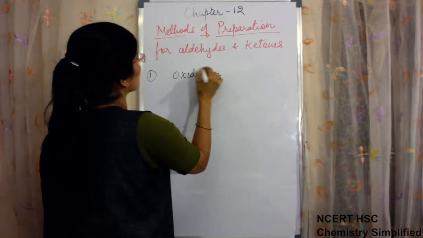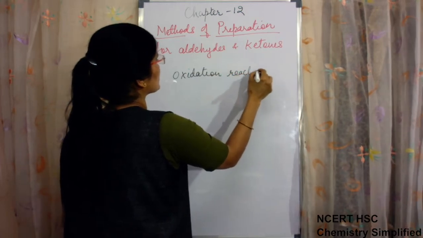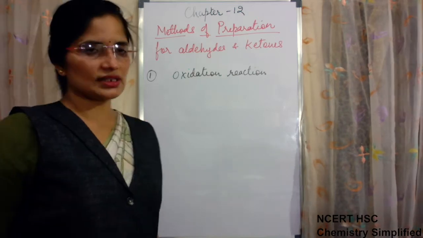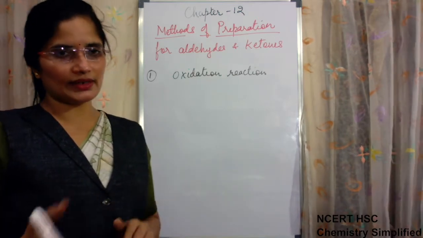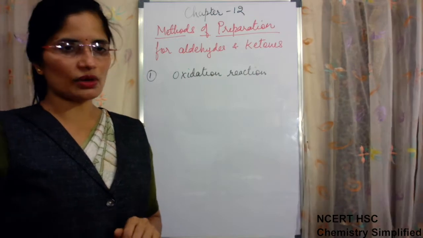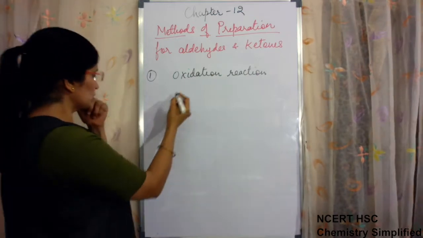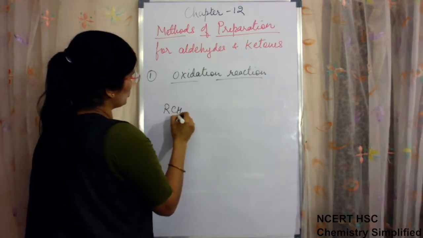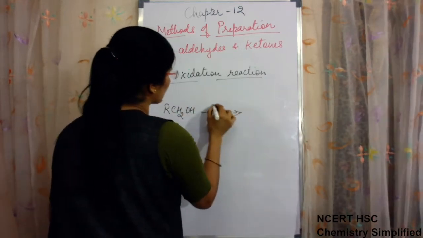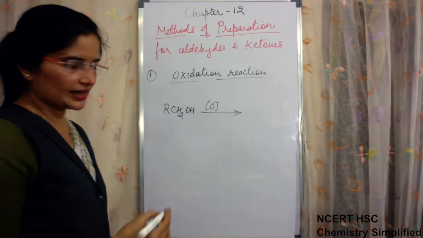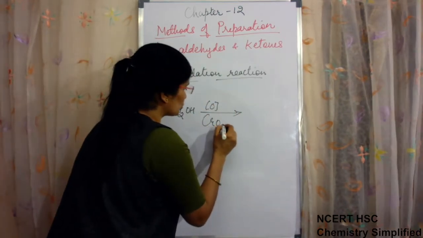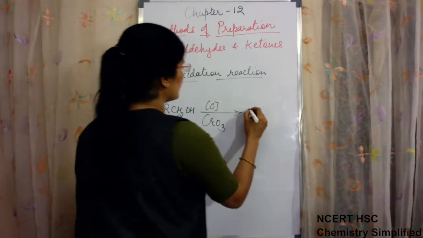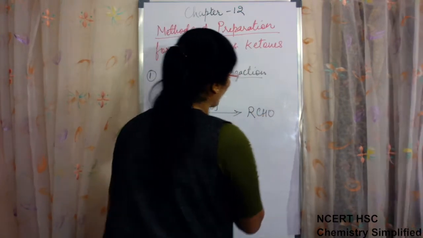Okay, so the first reaction in this category is the oxidation reaction. We know that when alcohols are oxidized, they in the first step give aldehydes and then on further oxidation they give acids. So here alcohols like RCH2OH, when oxidized in the presence of an oxidizing agent like CrO3, chromium trioxide or chromic anhydride, give you RCHO.